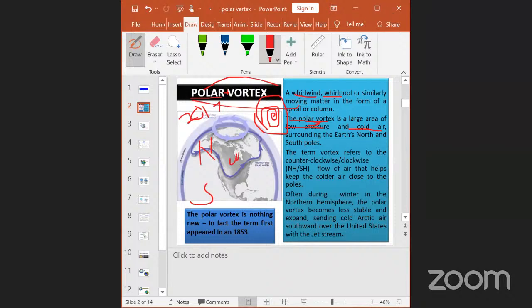Let's understand. It is the polar area, so it will have cold air itself. But why this low pressure then? Let's clarify this point: it is a low pressure area, but it is a cold area surrounding the Earth's north and south poles, and this is referred to as the polar vortex.